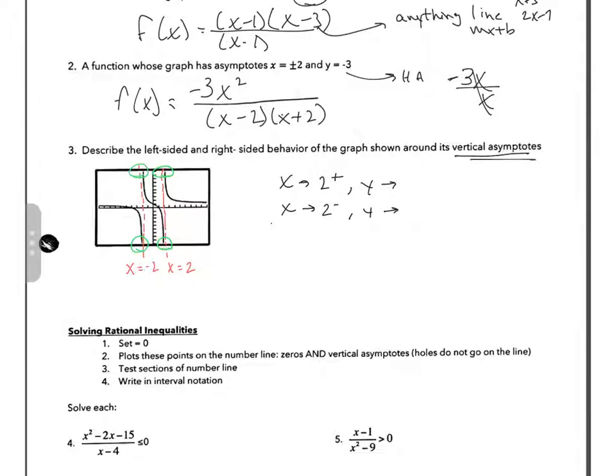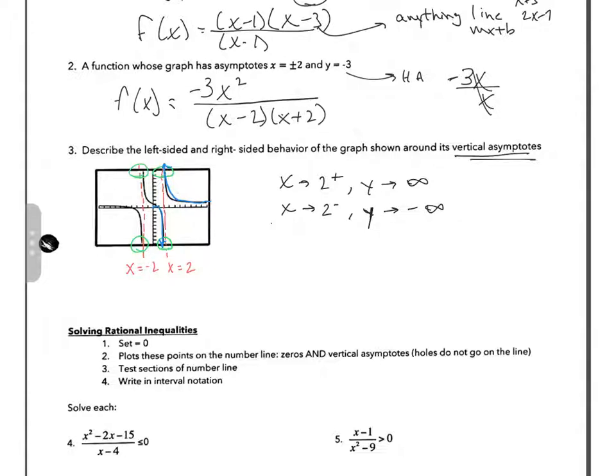So positive 2 from the right is over here, coming at positive 2 from the right-hand side. We end up going to positive infinity. This is a y. Sorry, it looks like a 4. Then we're going to do positive 2 as we come at it from the left. That's just this little piece right here. So that looks like it's going towards negative infinity.